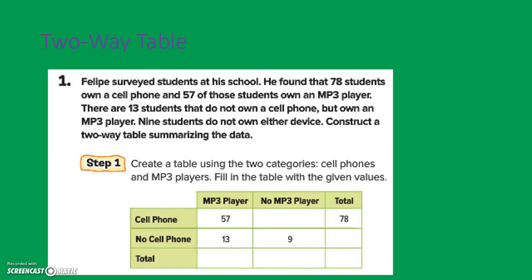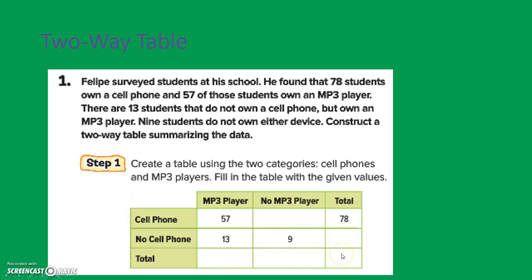Okay, so for two-way tables, you create a table using the two categories. For this situation, it is cell phones and MP3 players. Now it gives you some points up here. It gives you some of your data. You would then place it in a table like this, and you can see that some of them are not filled out. Well, because it gives you certain data points, you would take the 78 total and subtract the 57, which will give you your MP3 players. Then you would add 13 plus 9 to get your total here.